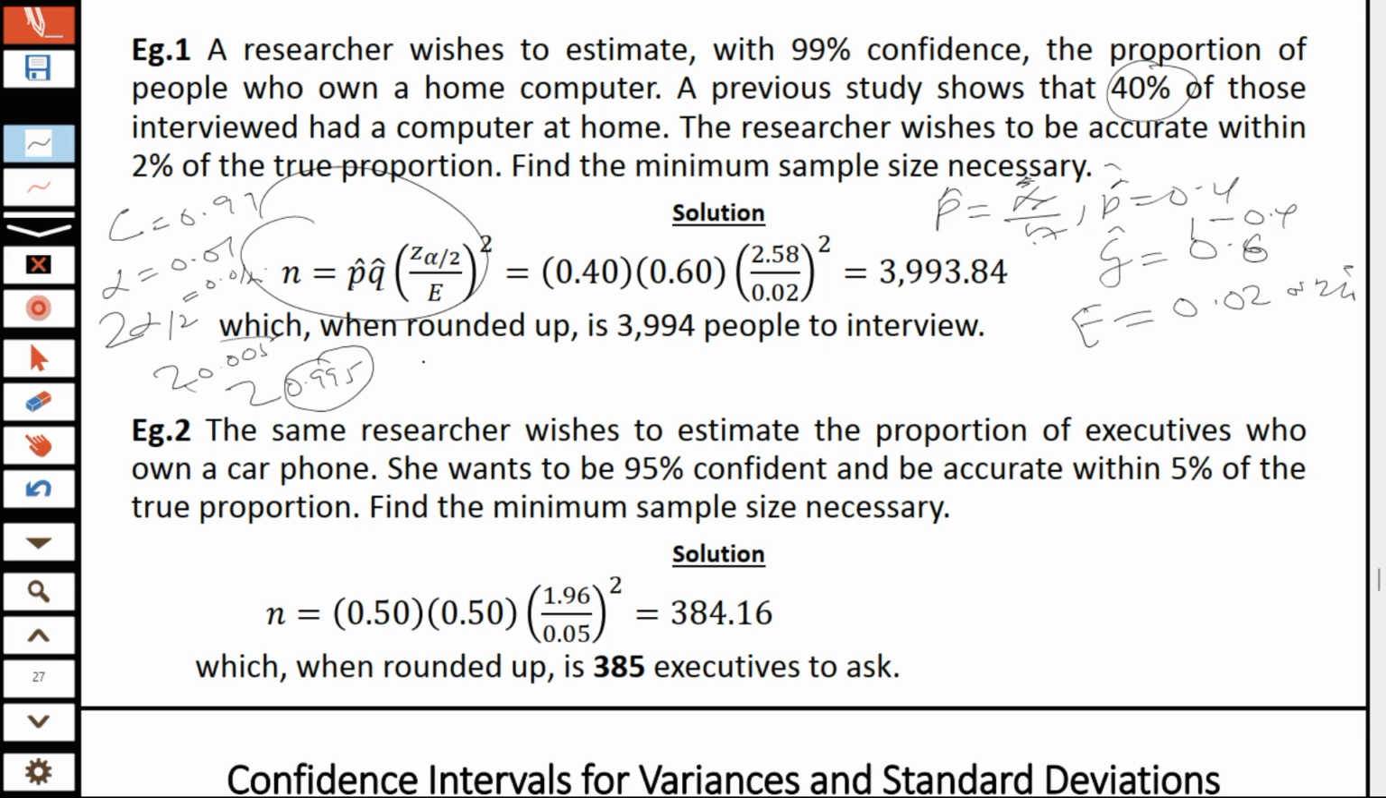So right now we have our z subscript 0.995 to be 2.58. We have our E to be 0.02. We have our P to be 0.4. We have our Q to be 0.6. Right now what you do is you just substitute, right?